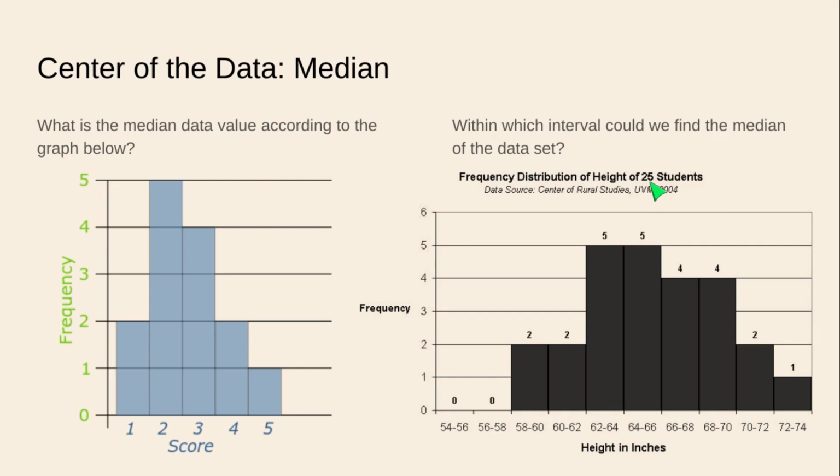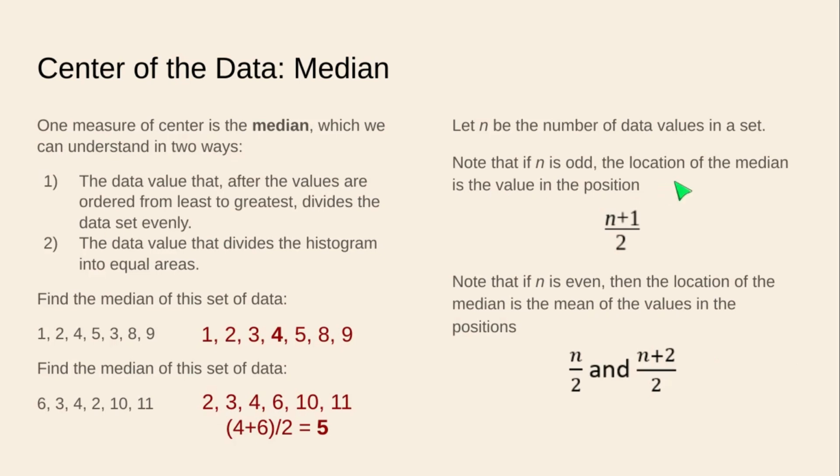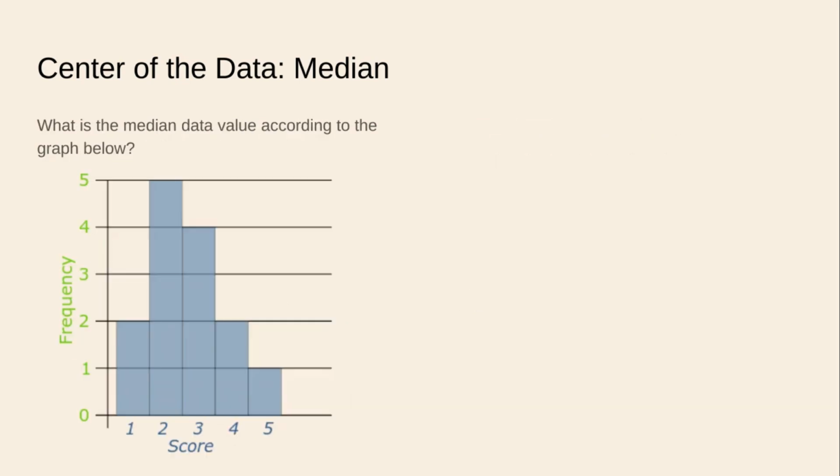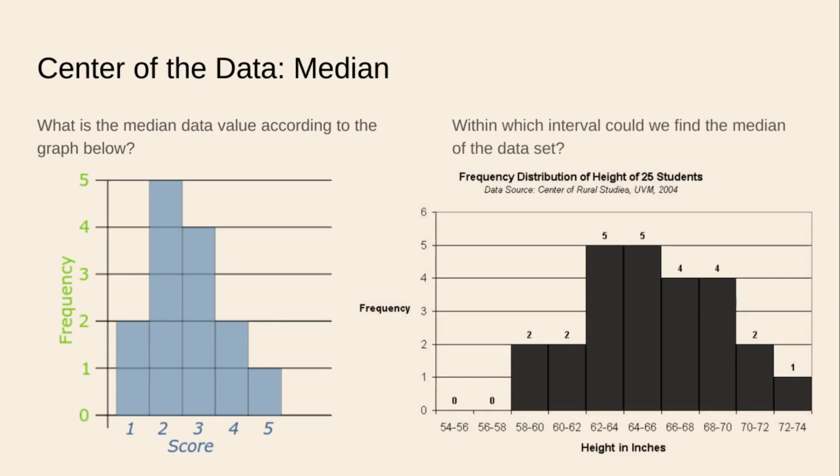25 is an odd number. Going back to the prior slide, we use the formula n plus 1 over 2. So 25 plus 1 is 26, divided by 2 is 13. So we're looking for the 13th data value. All right, let's start counting.